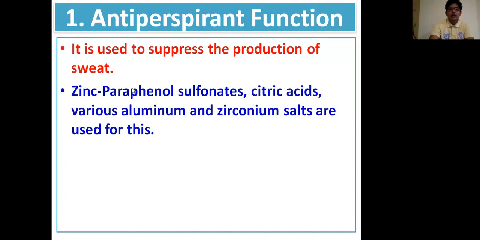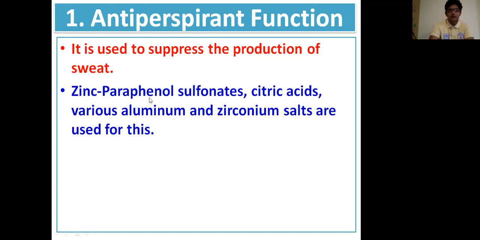Now see, as we learned in the previous slide, the sweat reacts with the bacteria which is present on the skin. So this skin bacteria react with the sweat and form odoriferous compound. So if there is less production of sweat, definitely there will be less formation of odoriferous compound. This way the antiperspirants are used to suppress or decrease the production of sweat, which will ultimately decrease the formation of odoriferous compounds.